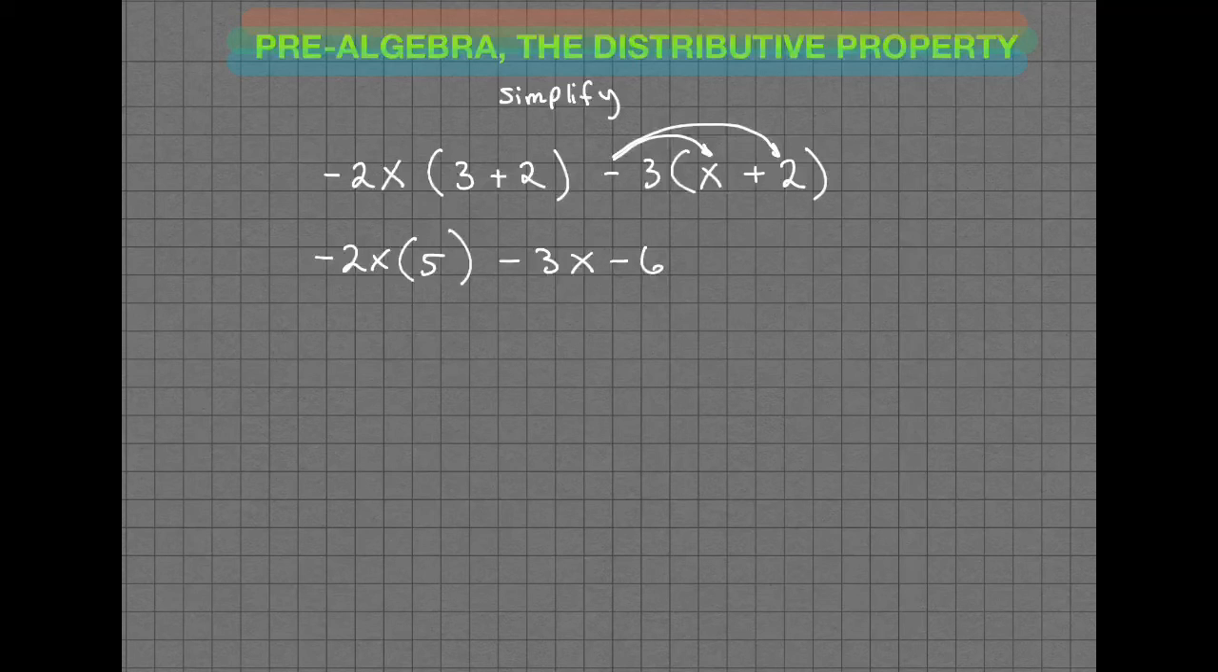Now what we need to do is sort this portion of it out. It's not really considered distribution because there aren't two terms here, so this is just regular multiplication. So -2x times 5 gives us -10x. And then we have the negative 3x and the minus 6. Then all we have to do is combine like terms at this point. Negative 10x minus 3x is going to give us a negative 13x and a minus 6. So there's our final answer, negative 13x minus 6.